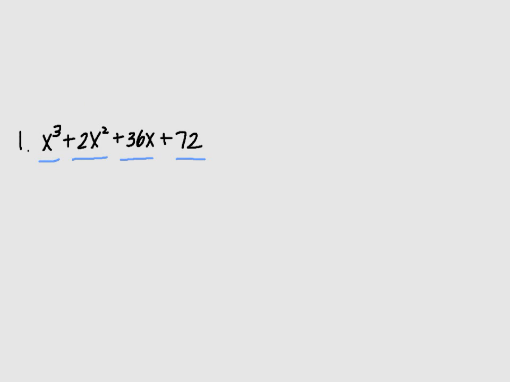Continuing on and looking at the coefficients and the constant value, I have 1 x cubed, 2, 36, and 72. Well, in all 4 of the numbers that I have, the greatest factor would just be the number 1, but there wouldn't be any point of just factoring out the number 1. So it looks like there is no GCF that exists for this polynomial. So instead of factoring it by GCF, I'm going to try factoring it by grouping.